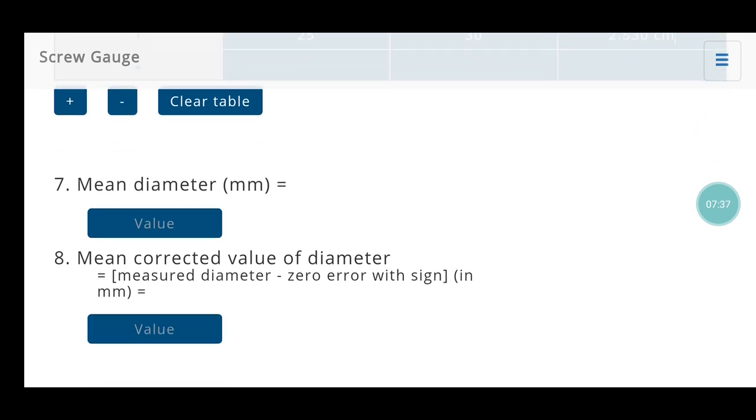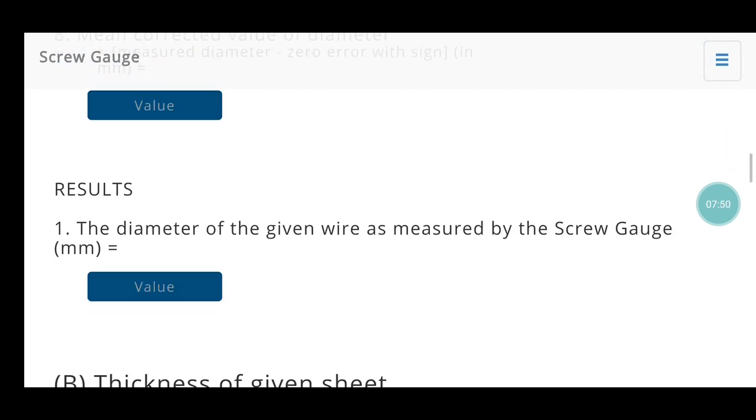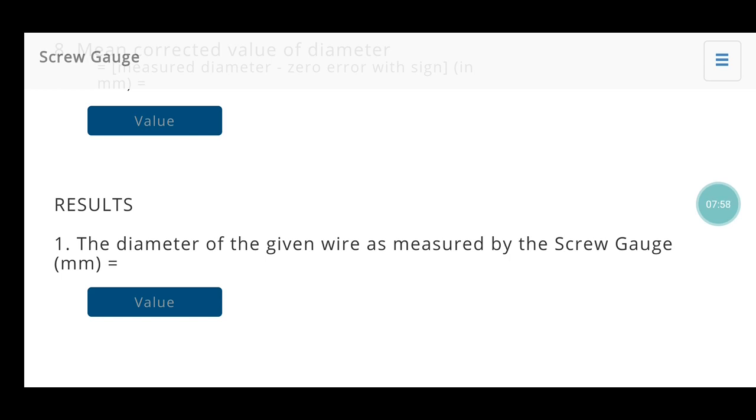For the corrected value, if you have a zero error, positive or negative: if I have a positive zero error, subtract that value from it. If we have a negative zero error, then add that value to it. Then we will finally calculate the result. The final diameter of the sphere is this value. So we are done with our first practical, using the screw gauge to determine the diameter of a sphere. Thank you so much.